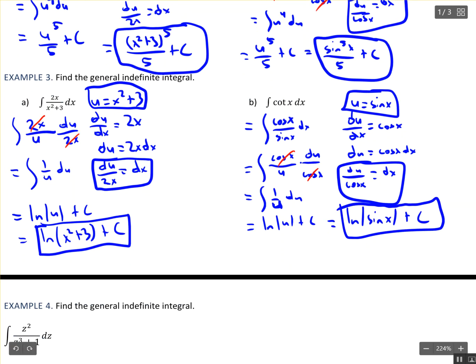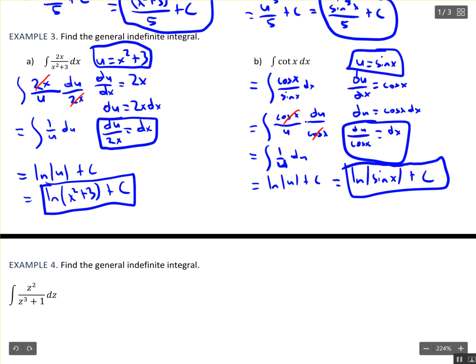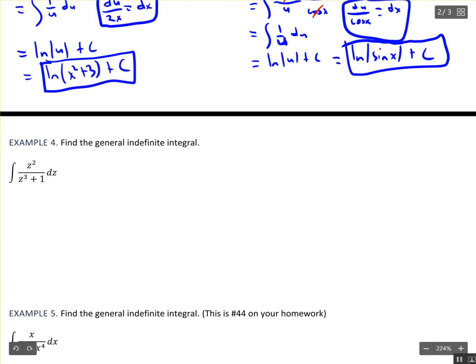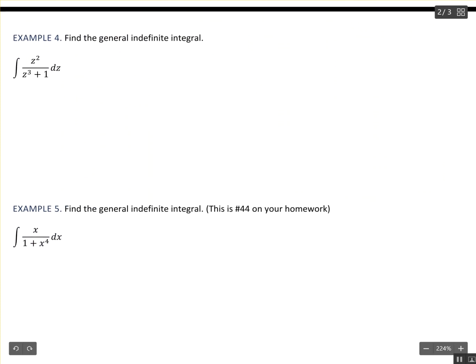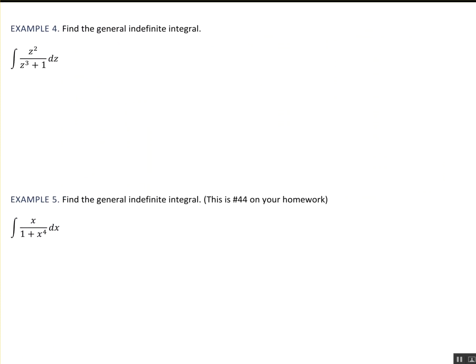Is our answer. All right, so let's just keep going. Why don't you take a moment before I tell you, think what you might choose for your value of u.